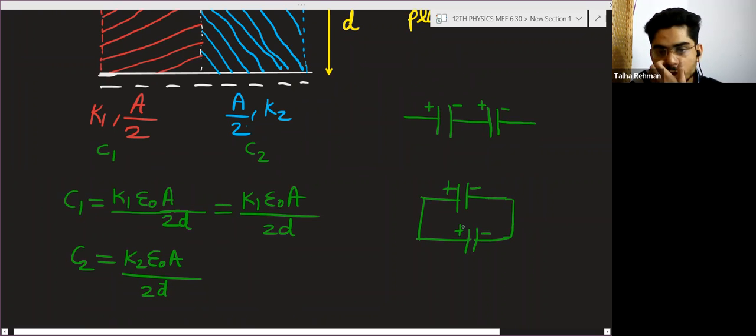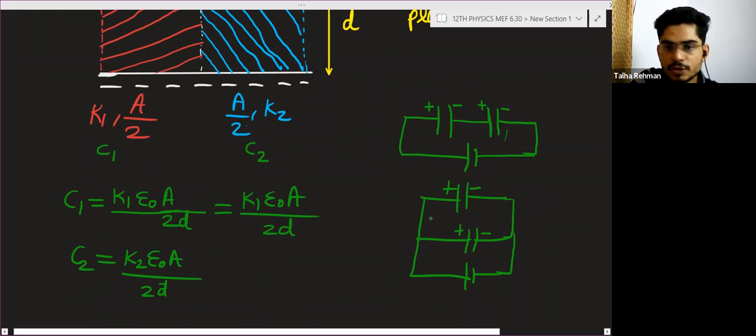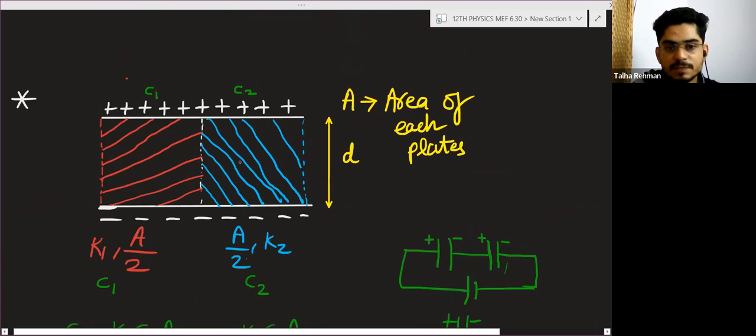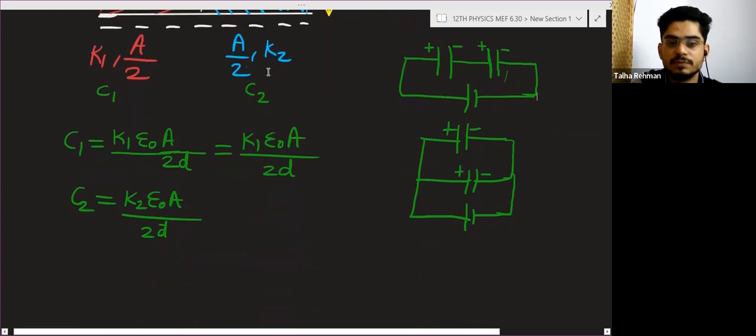Means we connect the positive plate with positive plate, and we connect the negative plate with negative plate. You can see here. So here positive plate is connected with positive plates, means this combination is parallel combination, where positive plate is connected with positive plate.